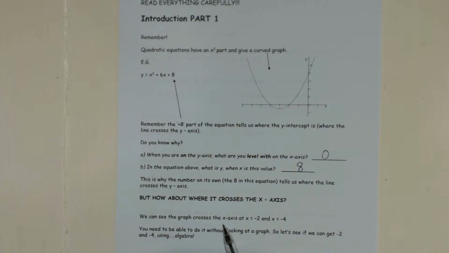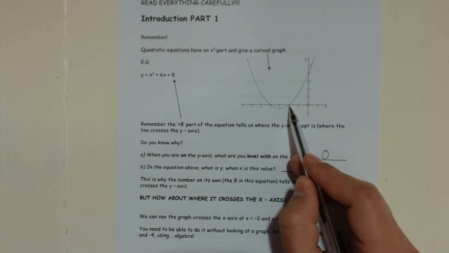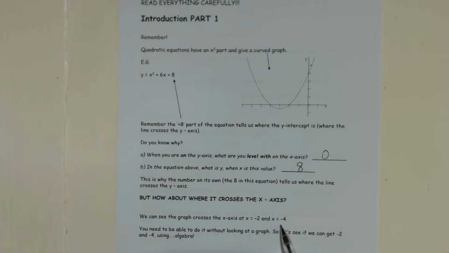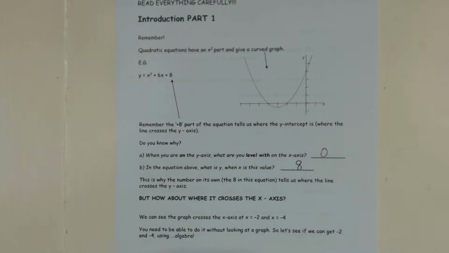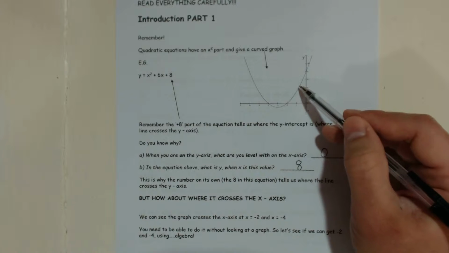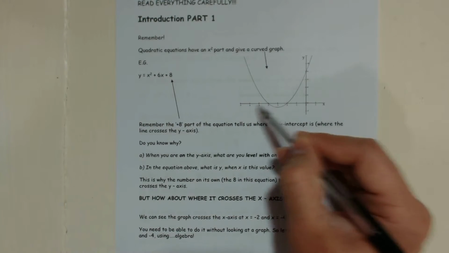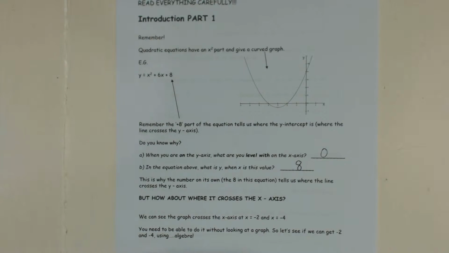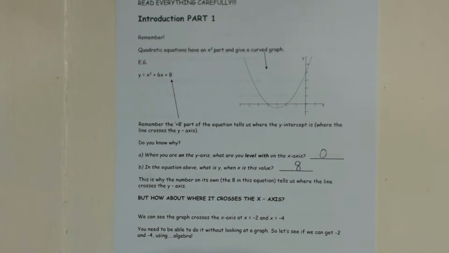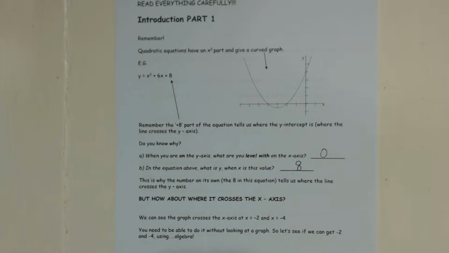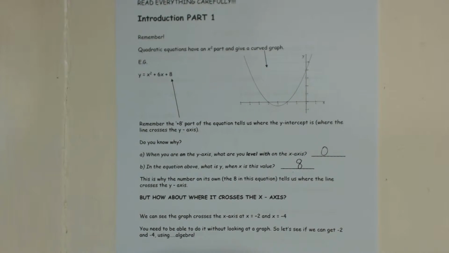We can see the graph crosses the x-axis just by looking at x equals minus 2, that's there, and x equals minus 4, there. You need to be able to do it without looking at the graph though. Okay, so we've got this little graph there, but we want to be able to find out where this graph would cross the x-axis without actually having a graph in the first place. So let's see if we can work out how to get minus 2 and minus 4 using algebra.